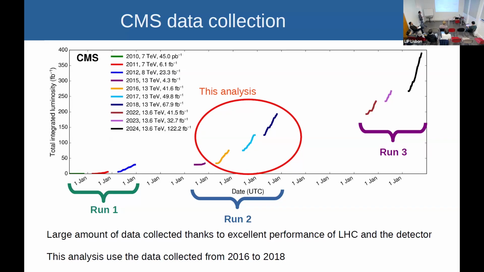CMS collected a lot of data in the past, in the full lifetime. Just a reminder that the LHC runs collected so far are divided into 3 major runs. Run 1 collected up until 2012, run 2 from 2015 to 2018, and run 3, which is currently ongoing, started in 2022. This analysis will use the data of run 2, except 2015, because it was not worth adding another year for the limited luminosity, the limited statistics it would add. But we use the 3 major years of run 2.